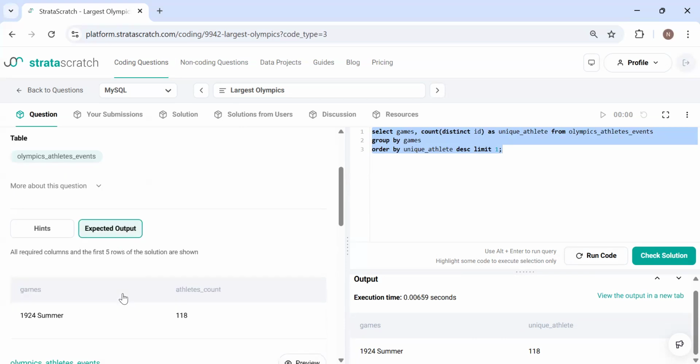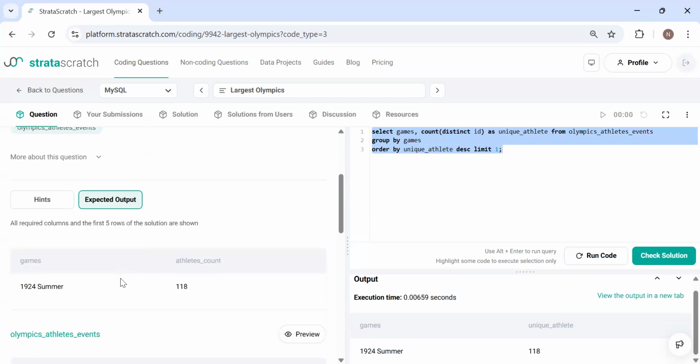Now let's see the expected output. So yeah, it is matching. We have 1924 summer and the count is 118. Now let's submit our solution. Our solution got submitted. So this is how we have solved this problem.